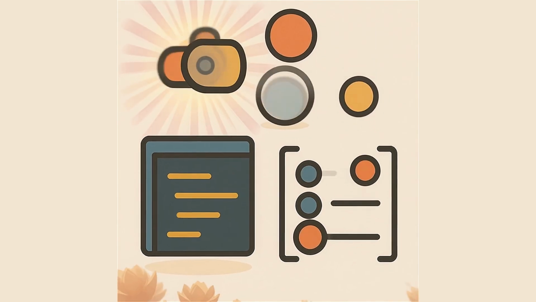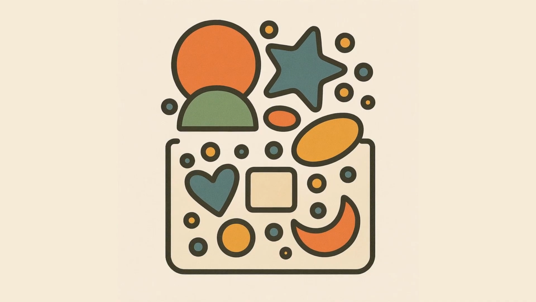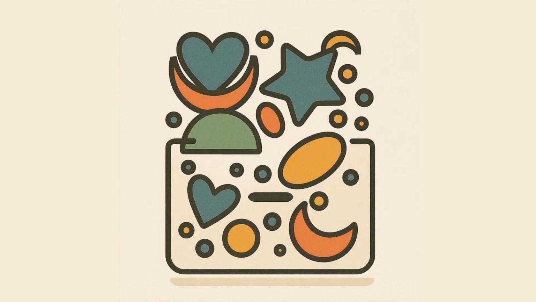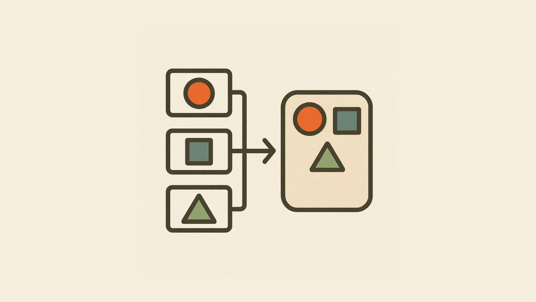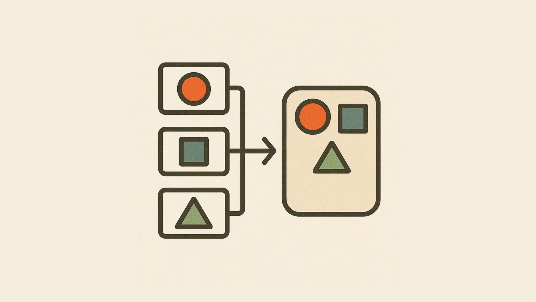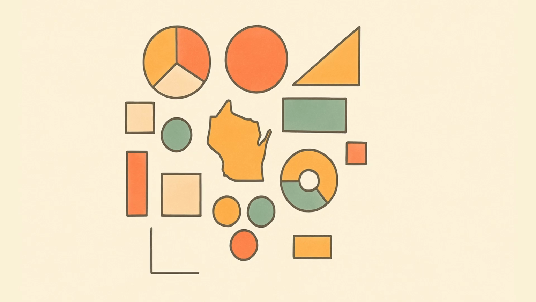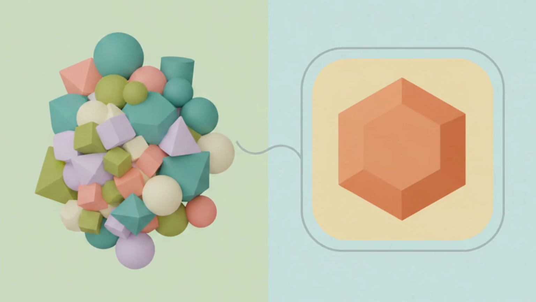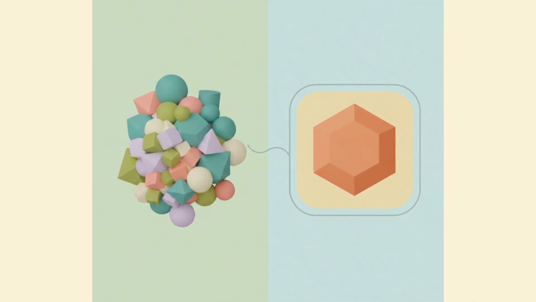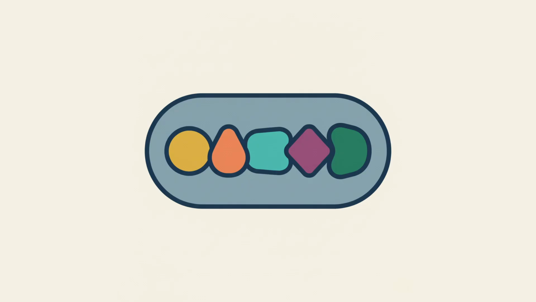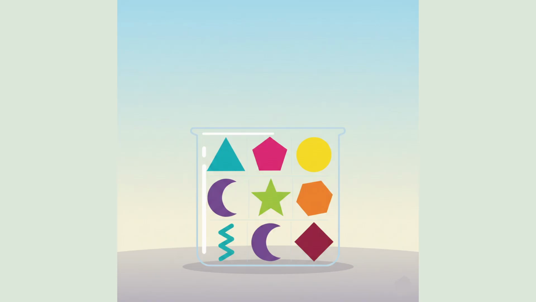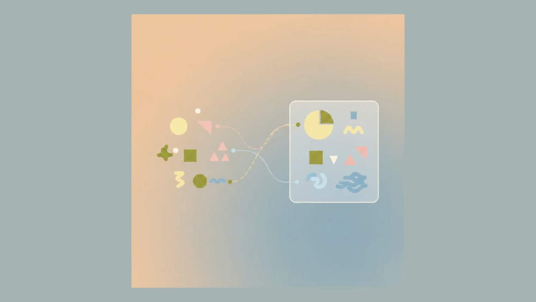Before comparing collection types, let's clarify what a collection actually is. A collection is simply a container that holds multiple values in one variable. This is much easier to manage than creating a separate variable for each item. Real-world data almost always comes in groups. You rarely work with just one number or one word. You work with lists of values, sets of unique items, or mappings between names and attributes.